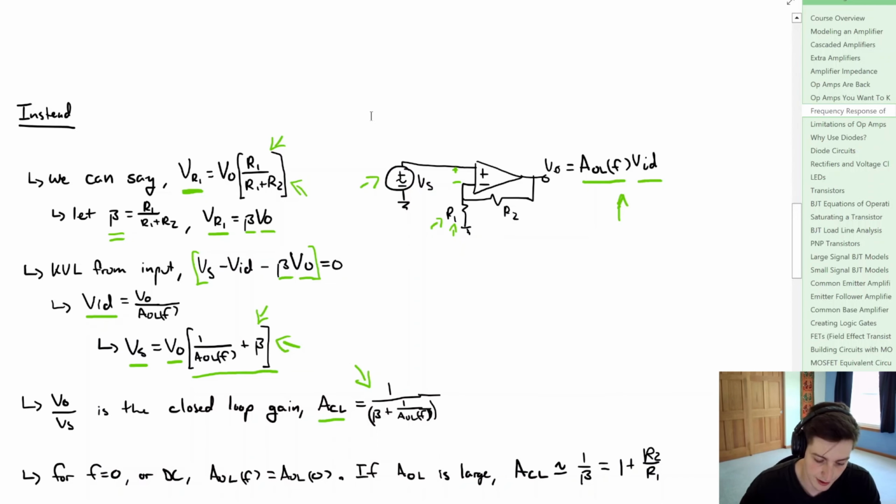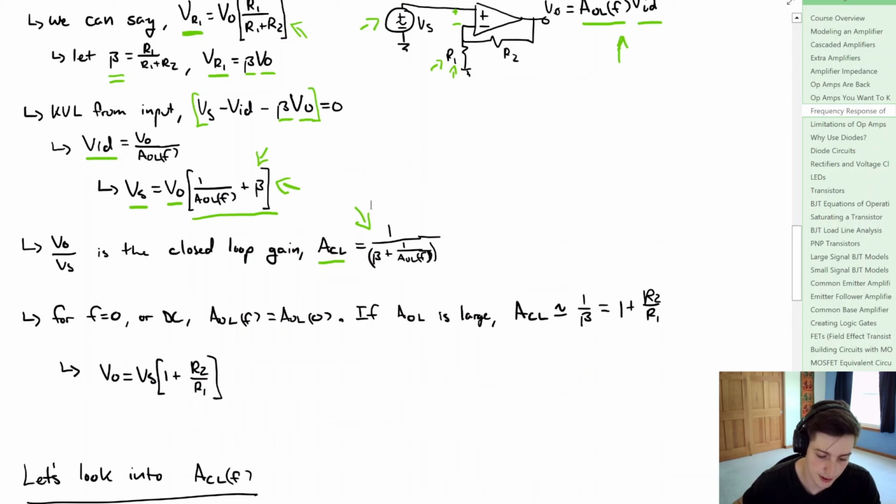So from the algebra up here, we can manipulate that to get our value for the closed loop gain. For zero frequency, or the DC case, we would expect the open loop gain as a function of frequency to simply equal the DC open loop gain. Now if that open loop gain is quite large, as we expect it to be, then the closed loop gain is approximately equal to 1 over beta, which is equal to 1 plus R2 divided by R1. Then our output voltage is equal to our source voltage multiplied by 1 plus R2 divided by R1. Looks familiar, so it seems like we're on the right track.